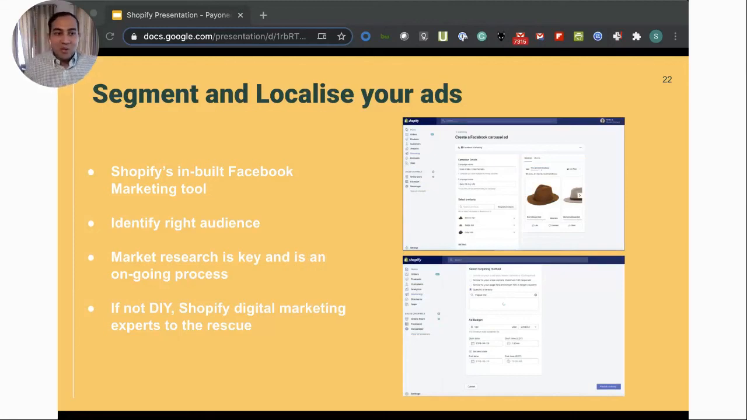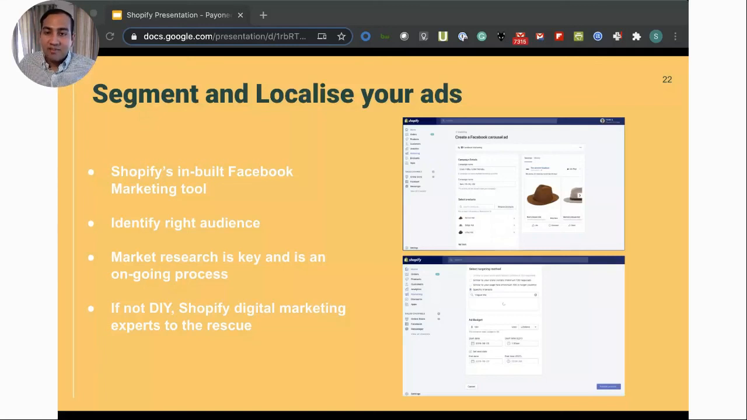Like I said, segment and localize your ads. Shopify has a bunch of interesting tools, whether it's the Facebook marketing tool to create campaigns with one click. You want to reach out to the right audience, so you can create custom audiences within the tool. Keep researching. I think it's very important. Keep researching what's happening in your markets, because things can change, behaviors can change, interests can change.